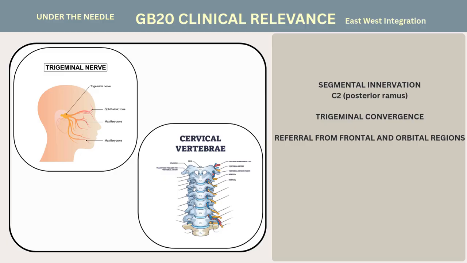When tone reduces in this region, through the insertion of a needle at gallbladder 20, for example, patients often report clearer head sensation, reduced eye pressure, and improved neck rotation. Gallbladder 20 sits at the interface of muscle, nerve, and dura, making it a neurological gateway.